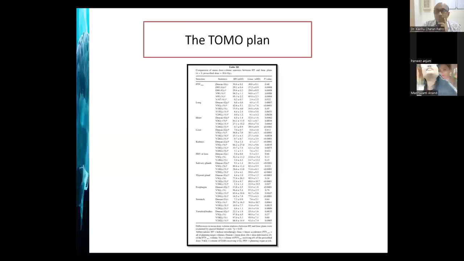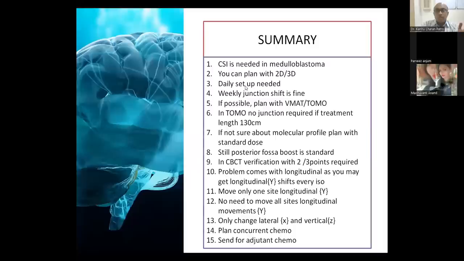I'm not going through the details. Definitely the integral dose and spillage dose are more with the tomo plan laterally. In summary, CSI is needed in medulloblastoma. You can plan with 2D or 3D. Daily setup is needed. Weekly junction shifts are fine. If possible, plan with VMAT or tomo.